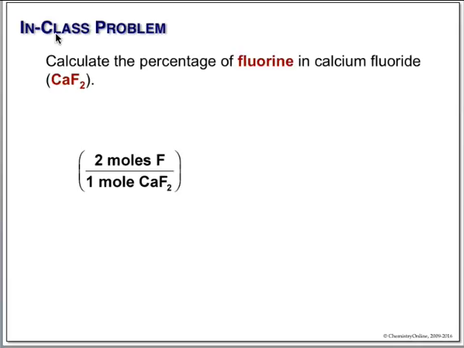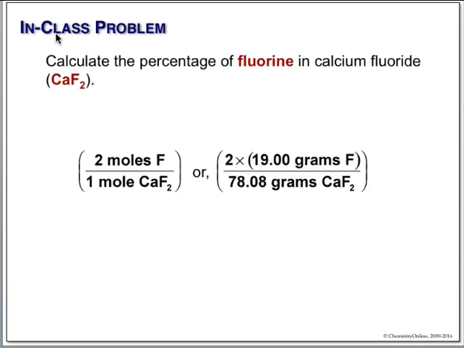Now we know that every fluorine weighs 19, right? We have 2 of them. So we simply say 2 times 19, that's for our 2 fluorines. And this is the molar mass of calcium fluoride. So once again, we do our simple math here. 2 times 19 divided by 78, 0.4867, or as a percentage, fluorine is 48.67% of the mass of calcium fluoride. Any questions?